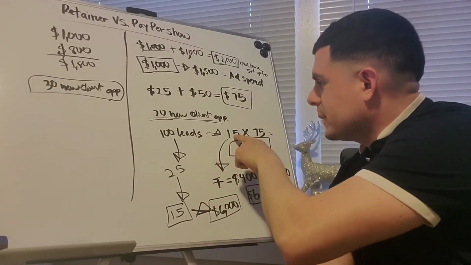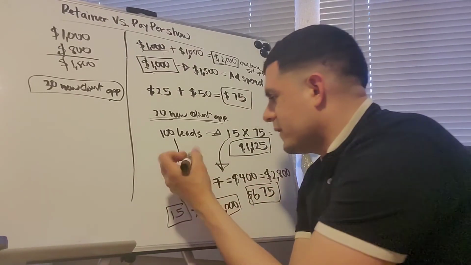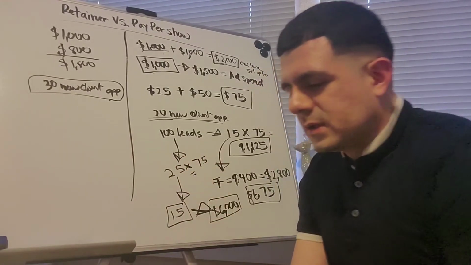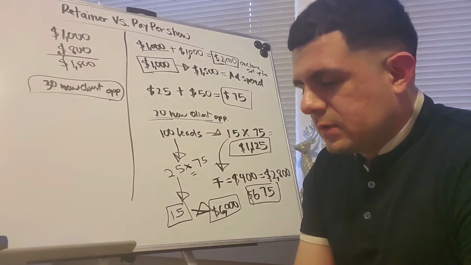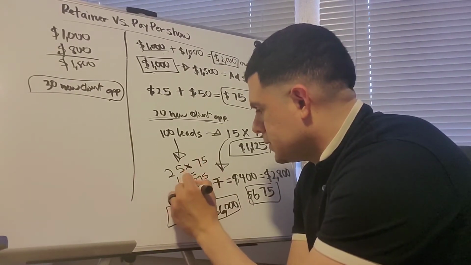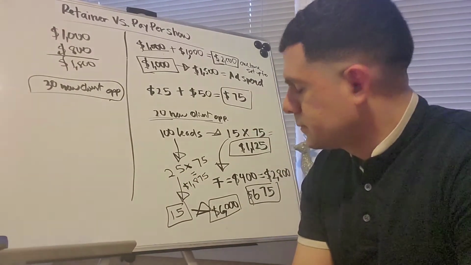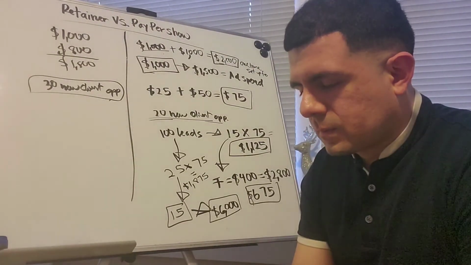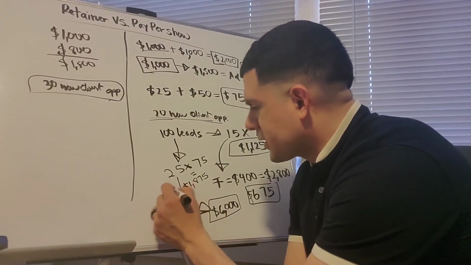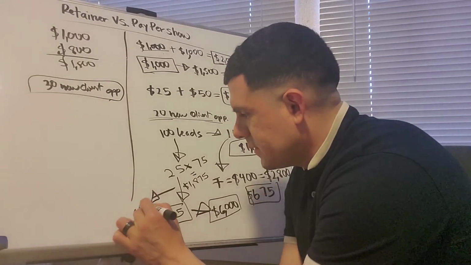So they're not going to be paying you 1,125. Out of these 25 here, they're going to pay you 75 for each of those. So let's see how much that is. So it actually goes up. So it's 1,875. So in total, this has cost your client $2,875.